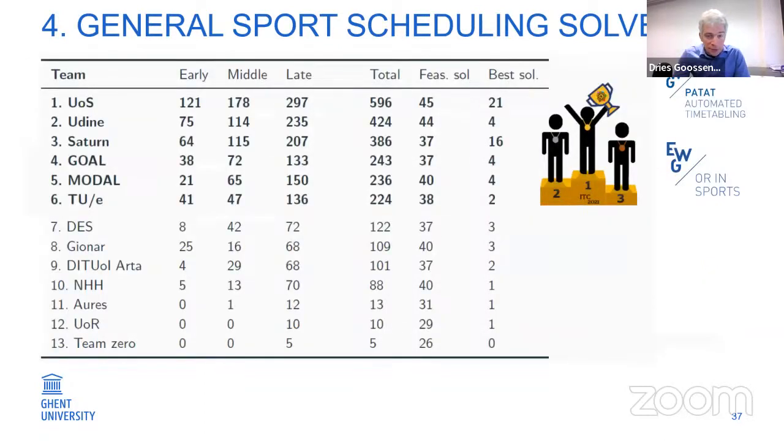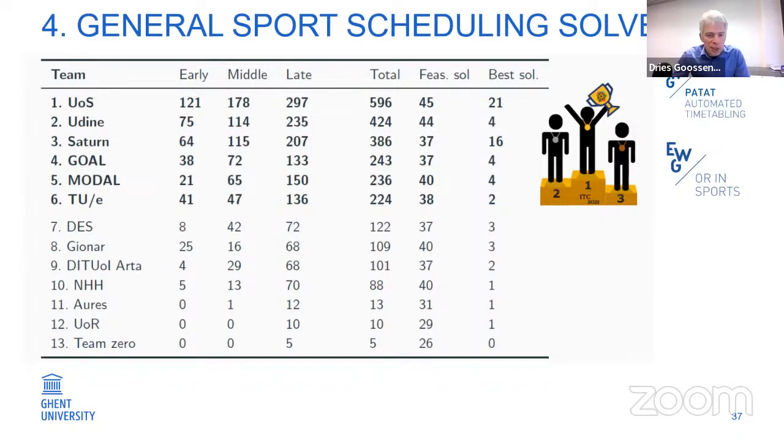And we had 13 participants. We were actually quite happy with that. It means that we, at the same time, have 13 algorithms that have been developed, let's say, for us. And this was the ranking. And so UOS, which is the University of Southampton, won this competition before Udine and Saturn.